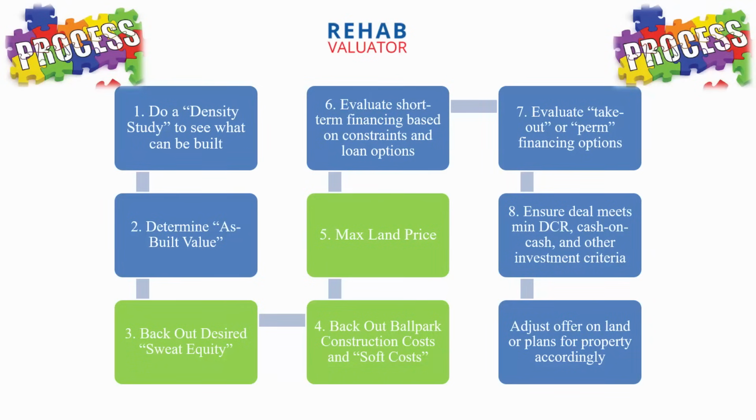So we just completed step 2. Now we're going to crank through steps 3, 4, and 5 at the same time. We're going to back out our desired sweat equity. We're going to ballpark our construction costs. And then that's going to get us to the max price that you can pay for the land.